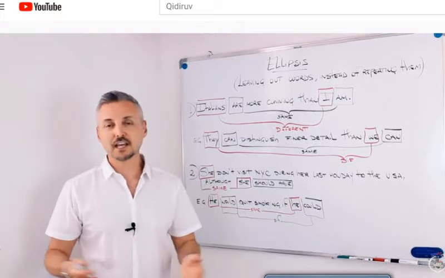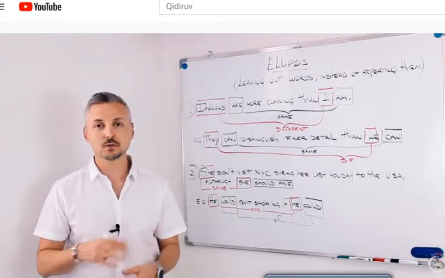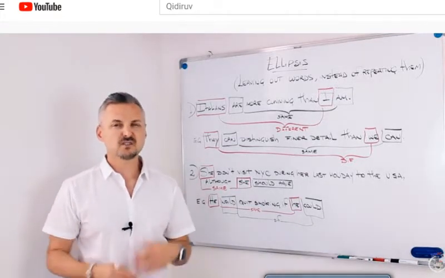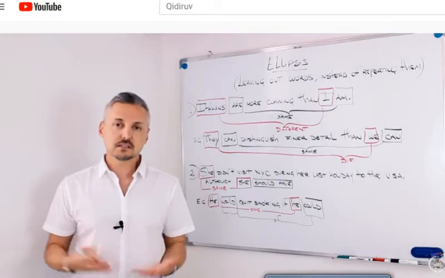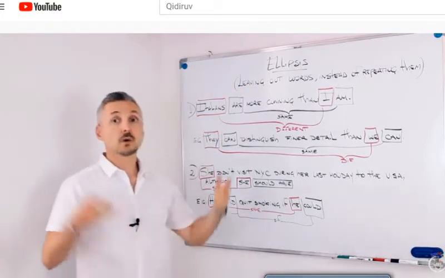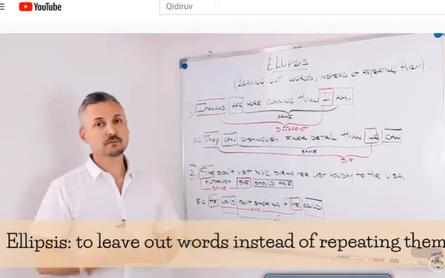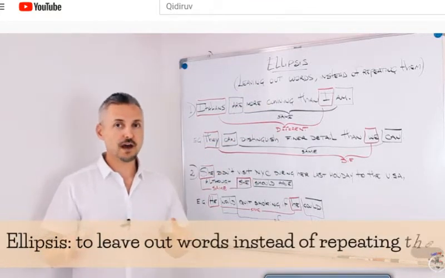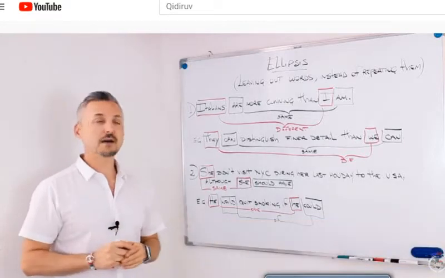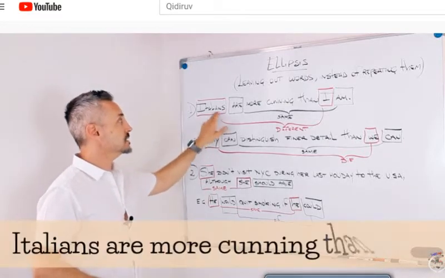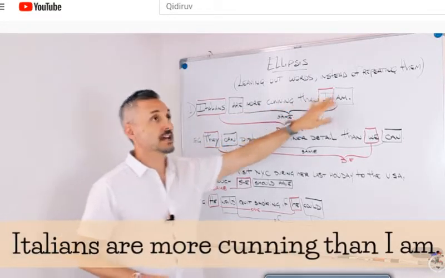So by now you understand that in English we tend to leave out words rather than repeating them. This is what is called ellipsis. So ellipsis is to leave out words instead of repeating them. I will show you how. So the first example that we had was: Italians are more cunning than I am.